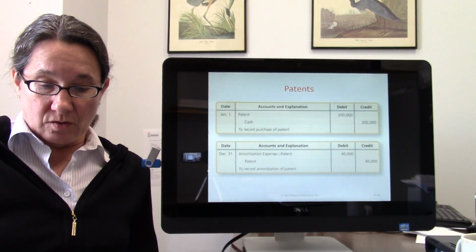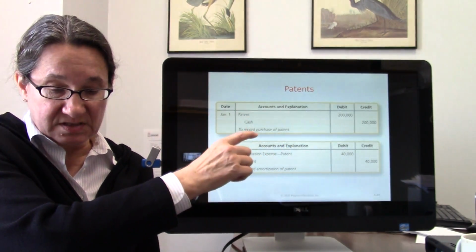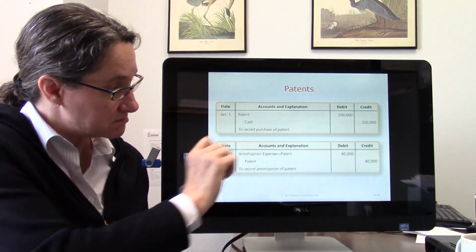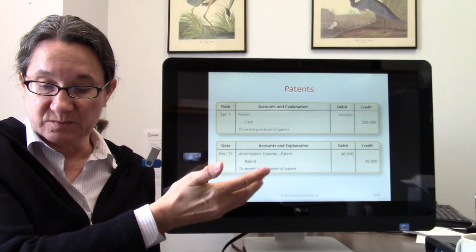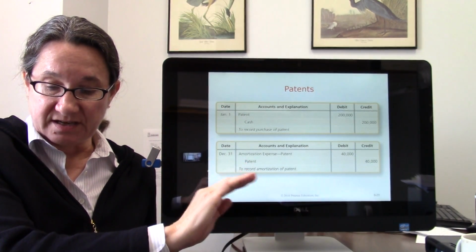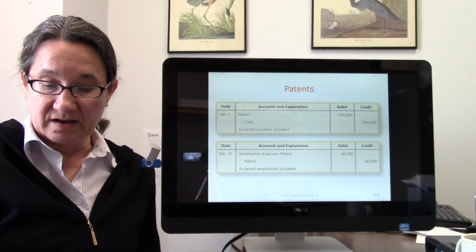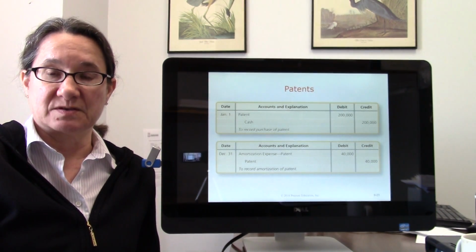So we put it on the books. So this first transaction is when we bought it, right? So patent, asset, increases with a debit, 200. Cash decreases, so credit, 200. So we've put that patent on the books.